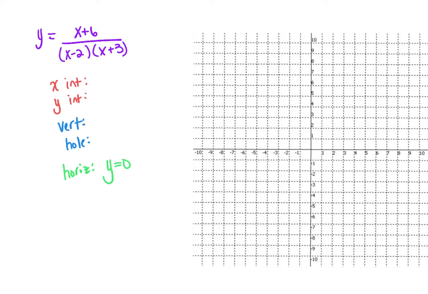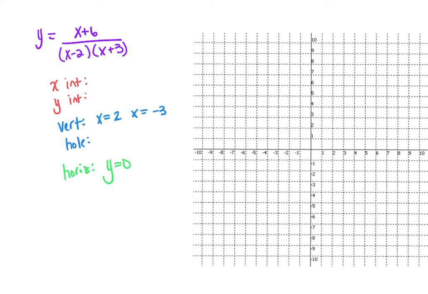All right, let's look at vertical asymptotes and holes. What makes the denominator zero? There are two numbers that make my denominator zero: positive 2 and negative 3. Do any cancel? No, none of them cancel. So what are they? They're both verticals, right? x equals 2 and x equals negative 3 are both vertical.